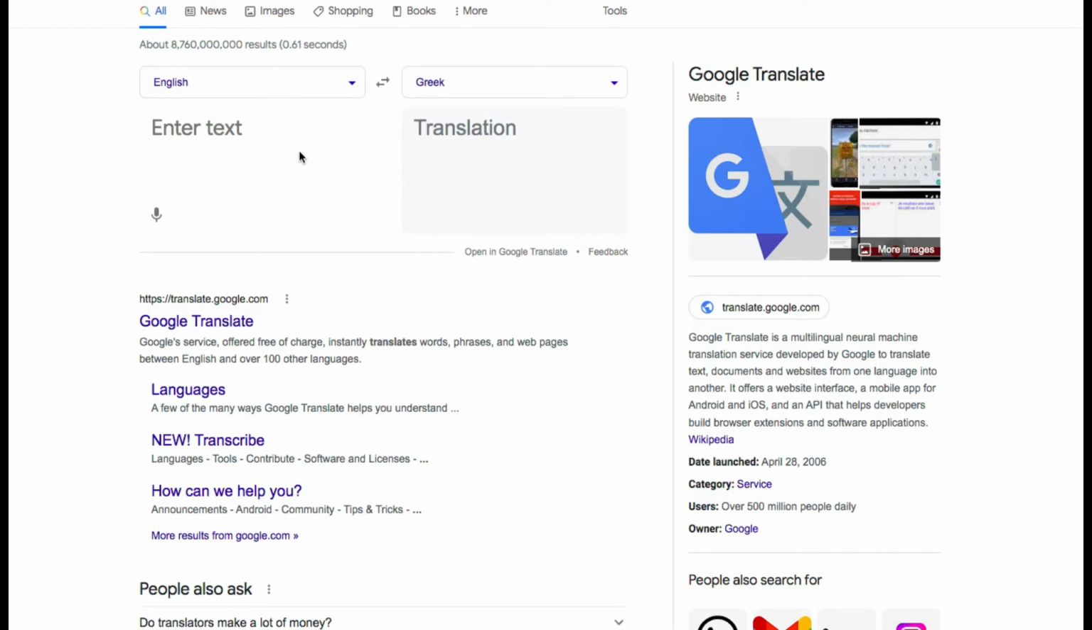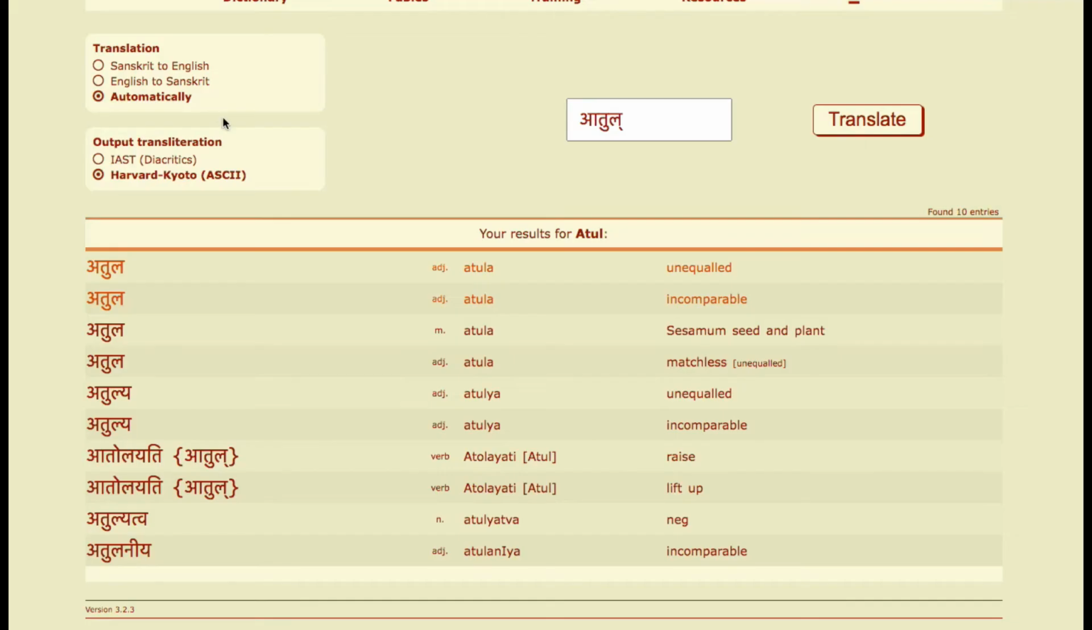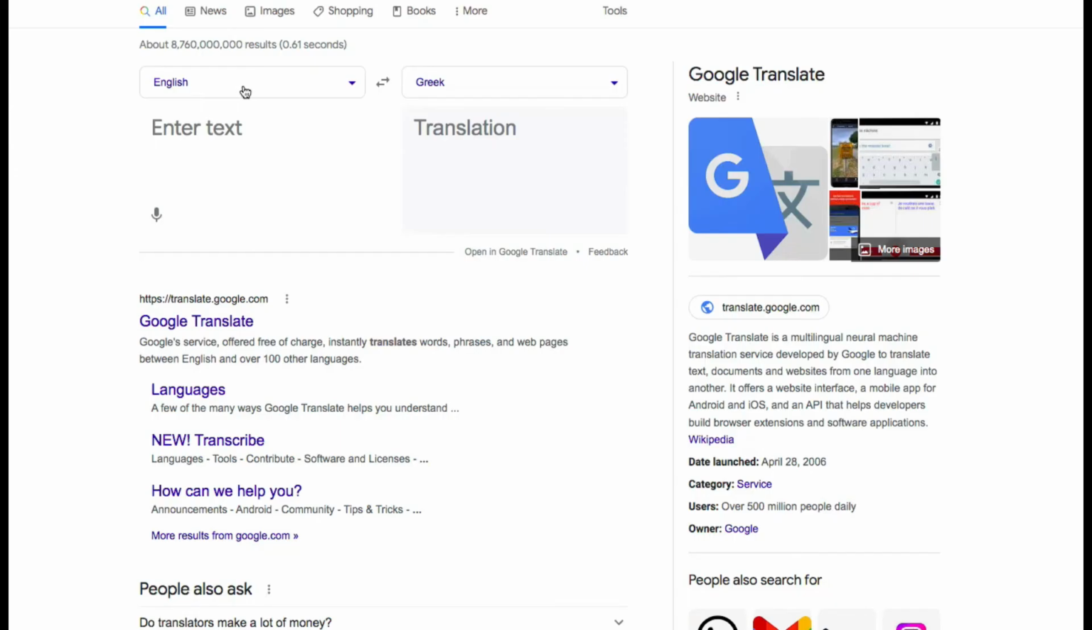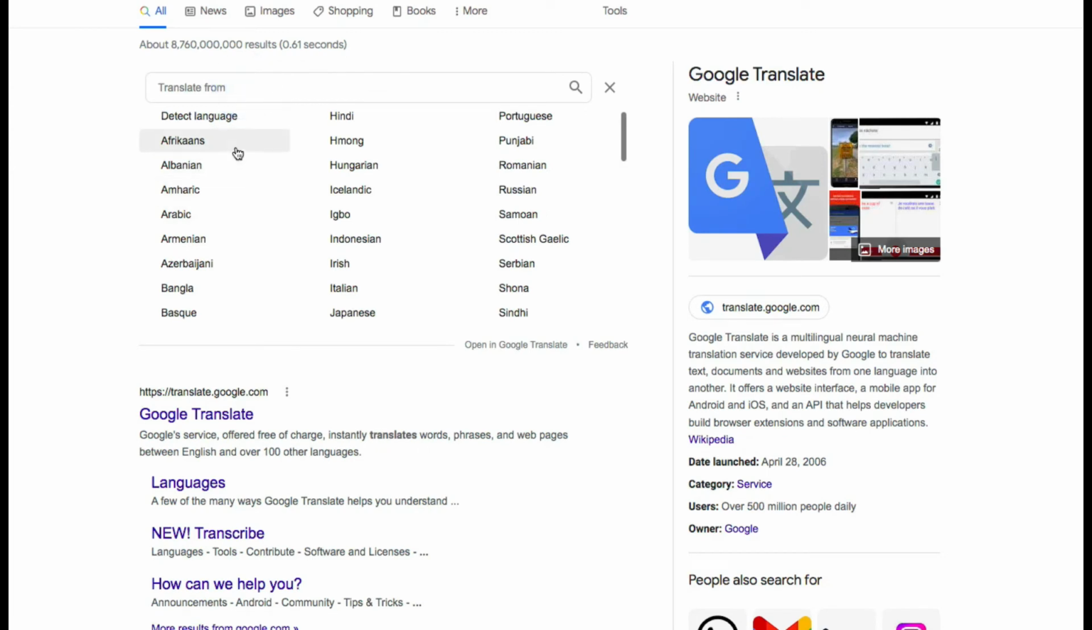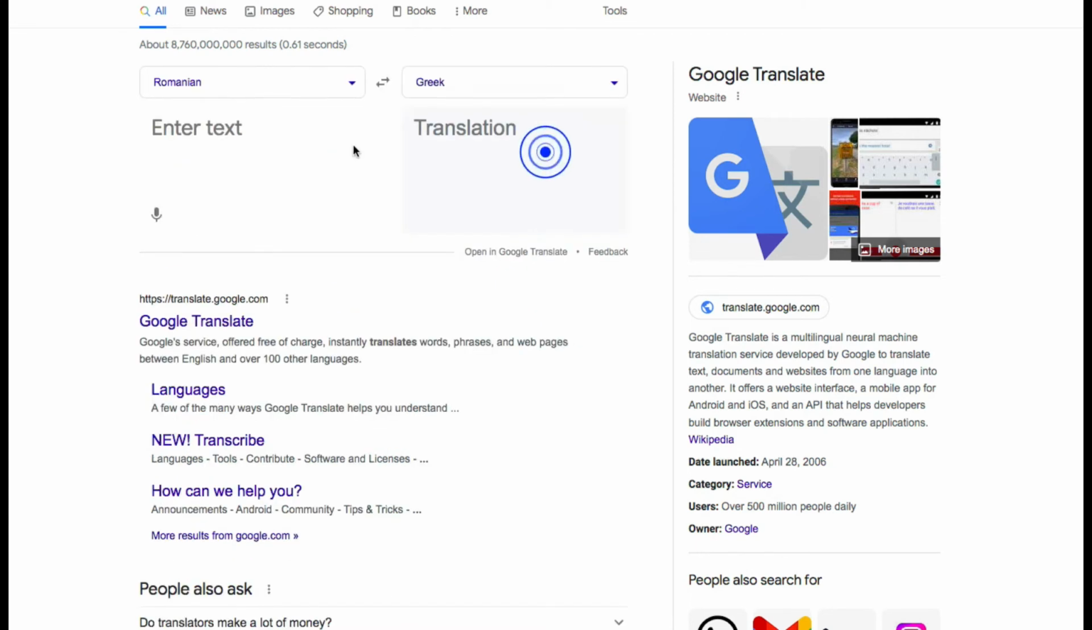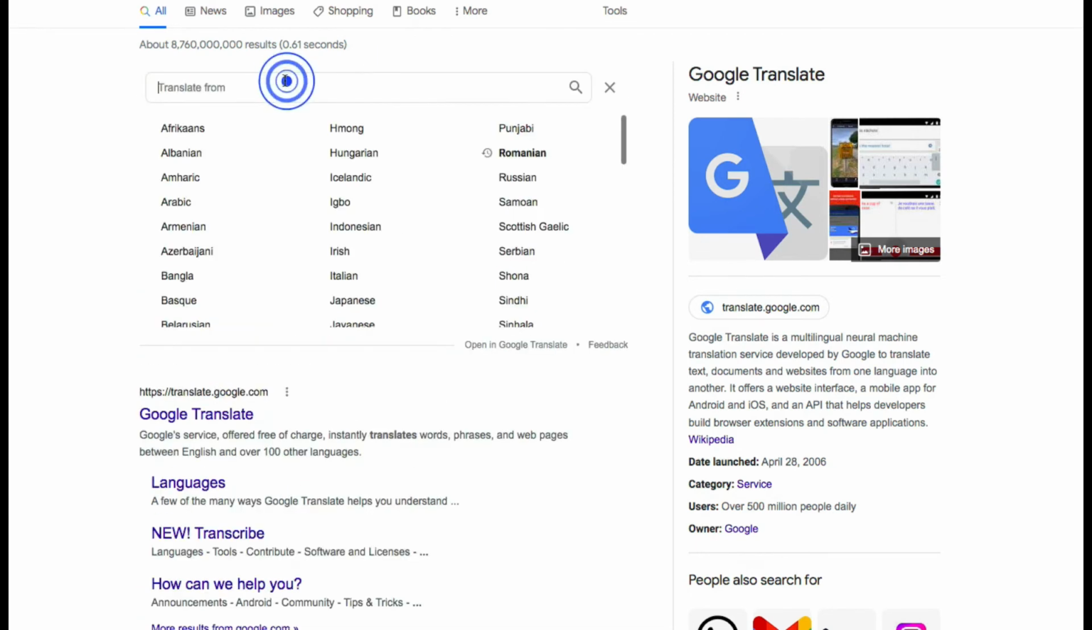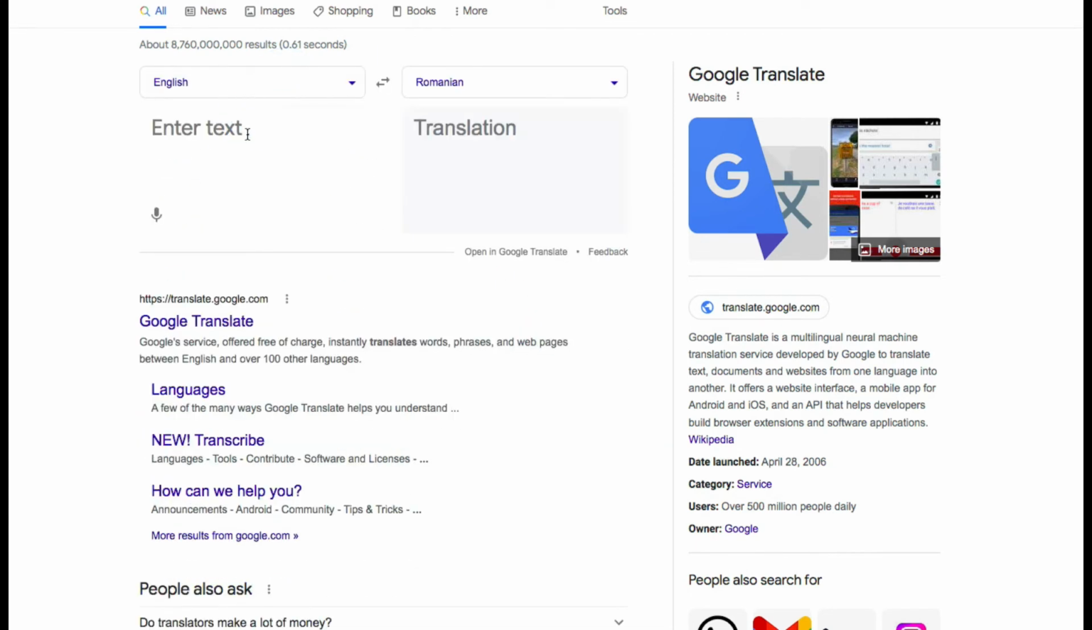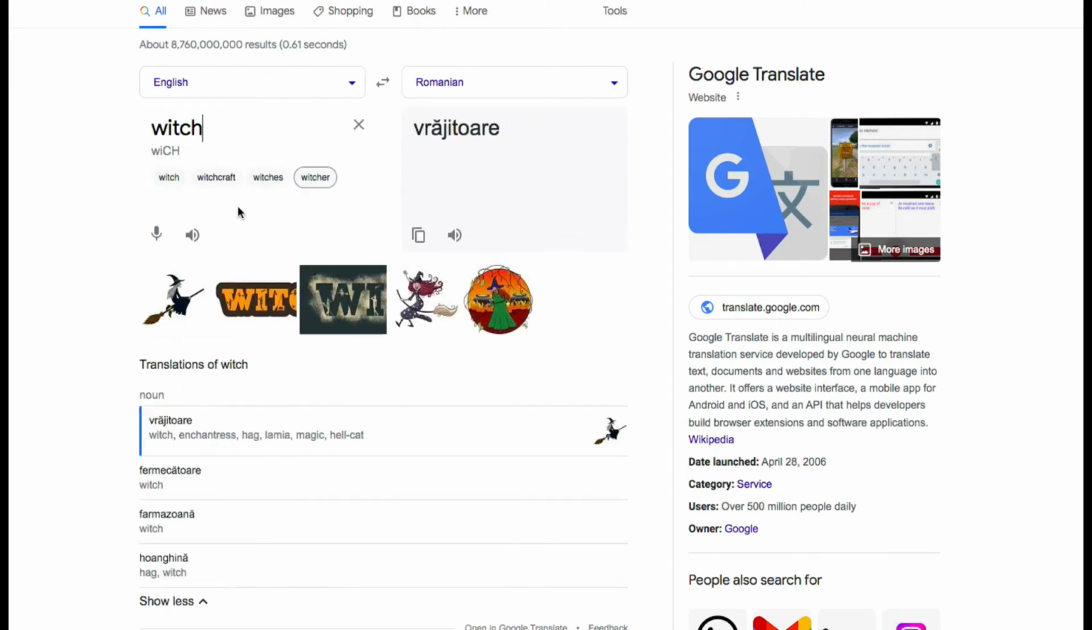So this is an exploration that I hope you like, guys. You can play around with this all you want, and in different languages. And you're going to have some crazy stuff here, for example. How is witch, Vrăjitoare? So witch in Sanskrit, right?